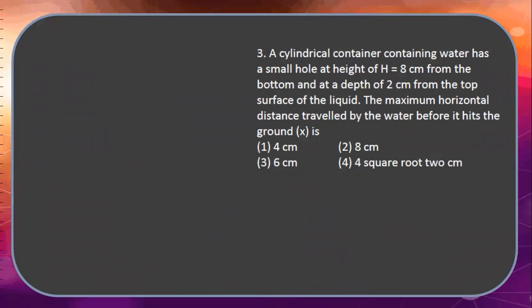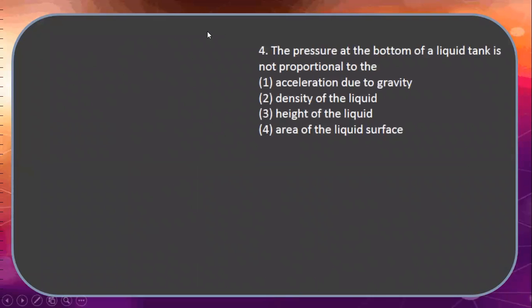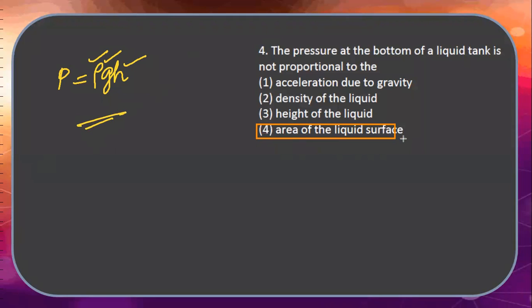Right. Next problem. The pressure at the bottom of the liquid tank is not proportional to what? The pressure that arises due to the liquid column is P is equal to rho g h. So it depends upon the density, the acceleration due to gravity, and the height, but it is independent of the area of the base, the area of the liquid surface. That's why, since they have asked which is not dependent, it is the area of the liquid surface.